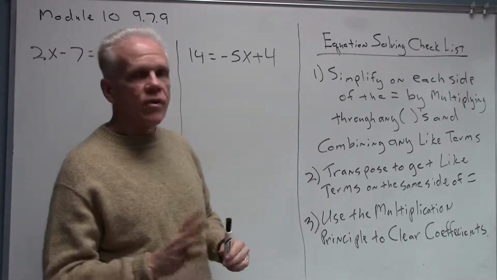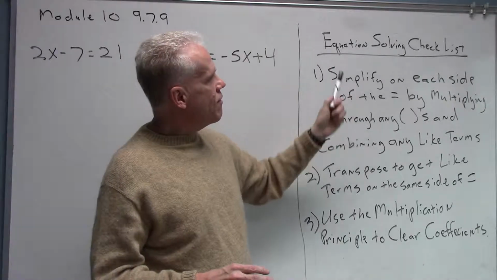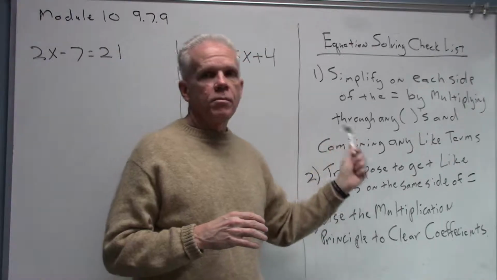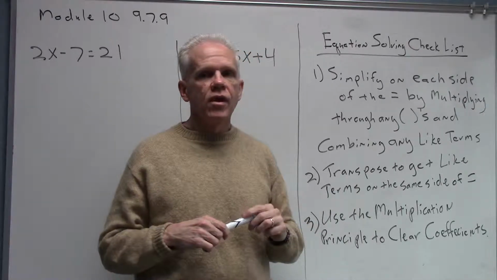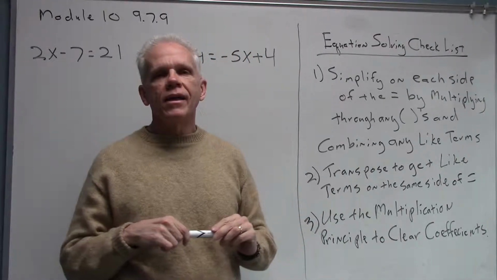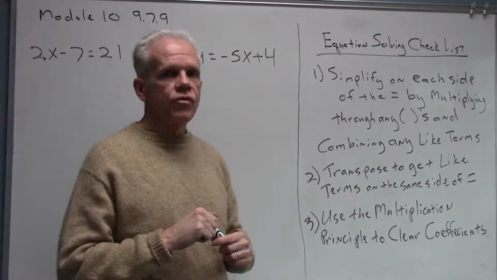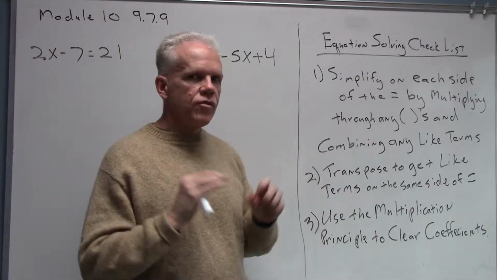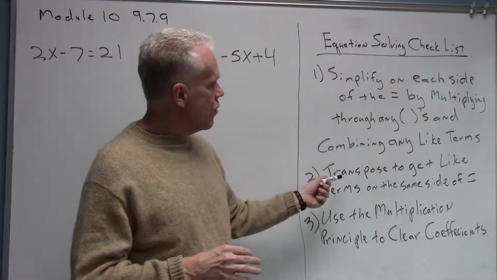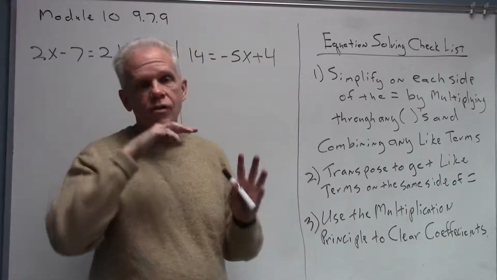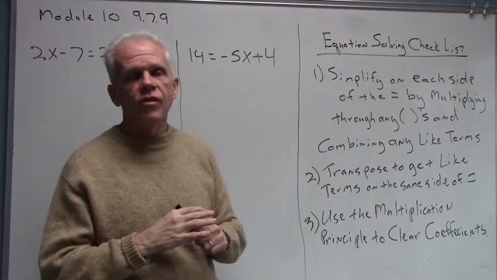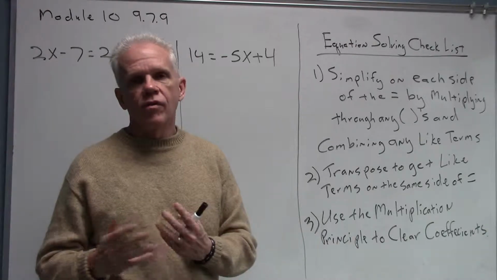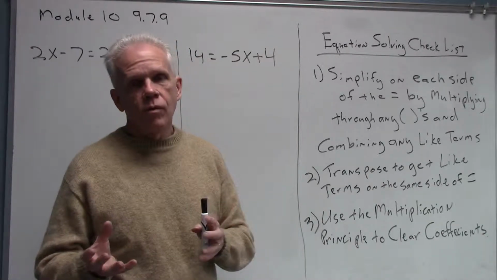So first, when I'm solving an equation, I'm going to check to see if I can simplify on each side of the equal sign. And the ways that I would simplify would be if there's any parentheses, multiplying through the parentheses, that's called distributing, and also by combining any like terms on the sides of the equal. So I would try to simplify the expression on each side of the equal. Second, once I've simplified both sides of the equation as much as I can, I'll start transposing to get my like terms together that are separated by the equal. I want them to move to the same side together. And then finally, I'll use the multiplication principle to clear off any leftover coefficients and end up in the end with x equals my answer.